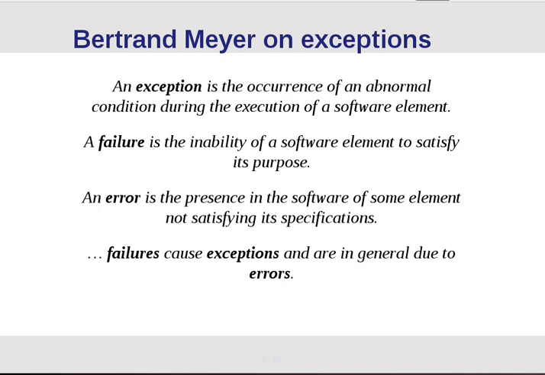An exception is the occurrence of an abnormal condition during the execution of a software element. A failure is the inability of a software element to satisfy its purpose. An error is the presence in the software of some element not satisfying its specifications. Failures cause exceptions and are in general due to errors.